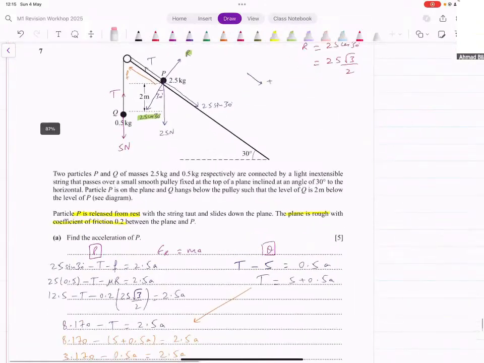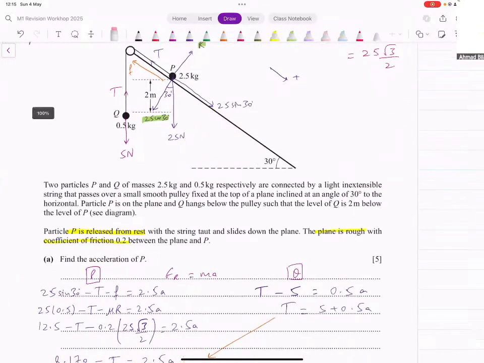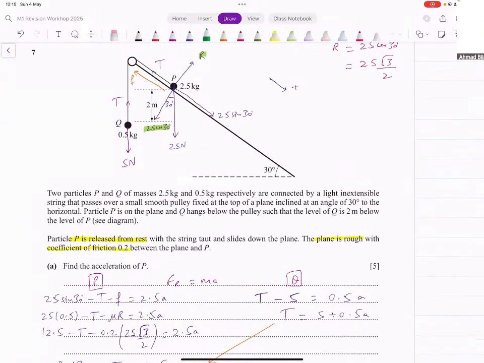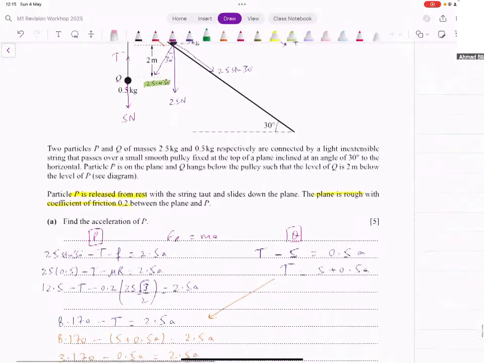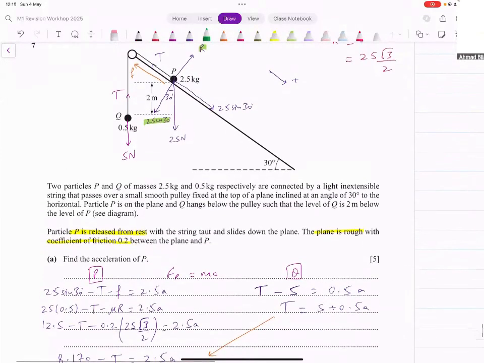Let's consider this example. Again, it's about change in vertical height. They're saying two particles P and Q of masses 2.5 kilograms and 0.5 kilograms are connected by a light string. P is 2 meters above the level of Q like this. Vertical distance between them is 2 meters. And again, what they're saying is, find the acceleration of P first of all, when P is released from rest, the string taut, the plane is rough, with the coefficient of friction this.